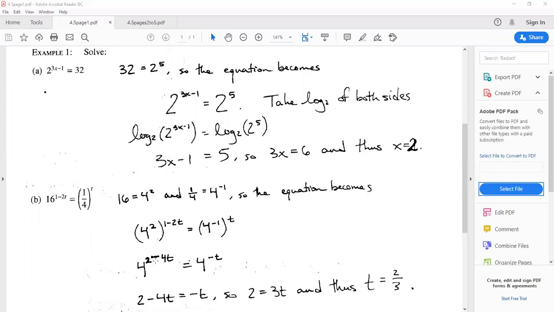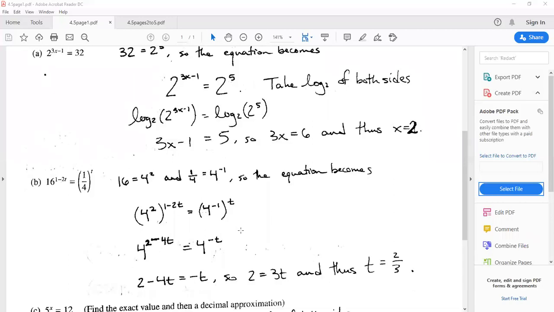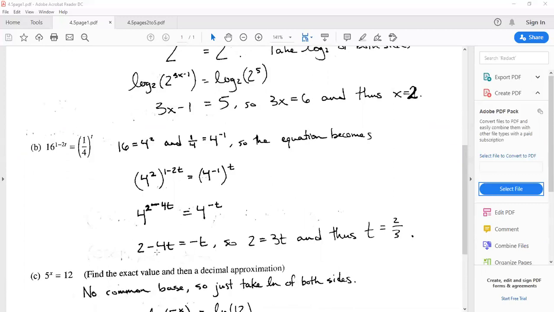And so now we have the same base on both sides, so we could take log base 4 of both sides, and we'd be left with just having the two exponents equal to each other. So we have 2 minus 4t equals minus t. But then we can add 4t to both sides, so we get 2 equals 3t, and thus t equals 2/3.